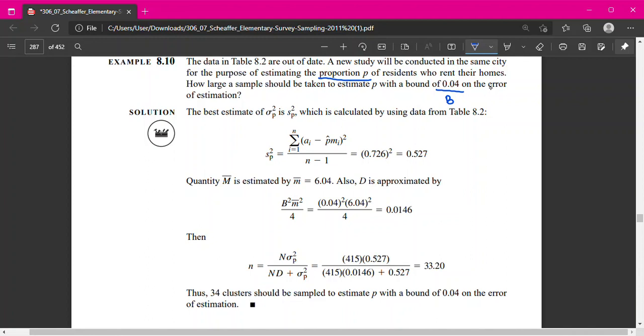Using the same value of s square from before, we estimate sigma square P using s square P. The value is 0.527. And we also estimate capital M bar using small m bar. So we can estimate D. We can calculate D as 0.0146 and apply the formula. So you will get 33.2.